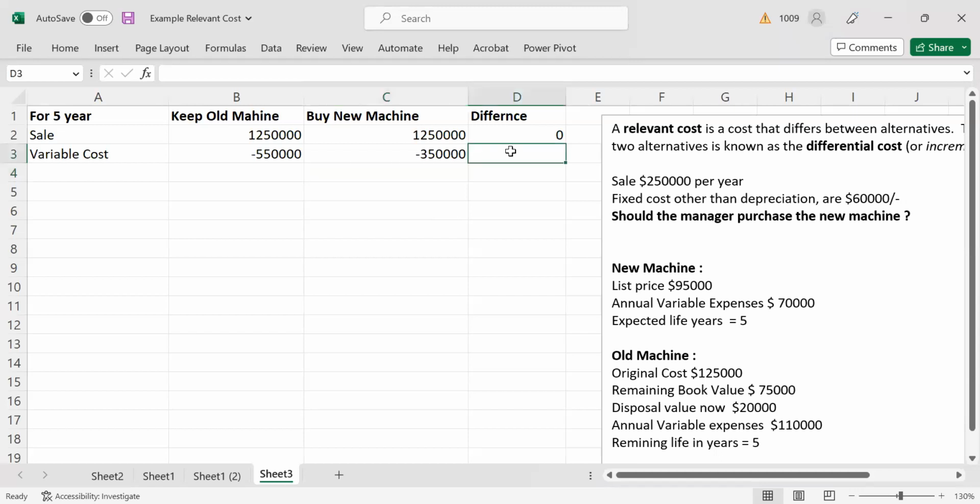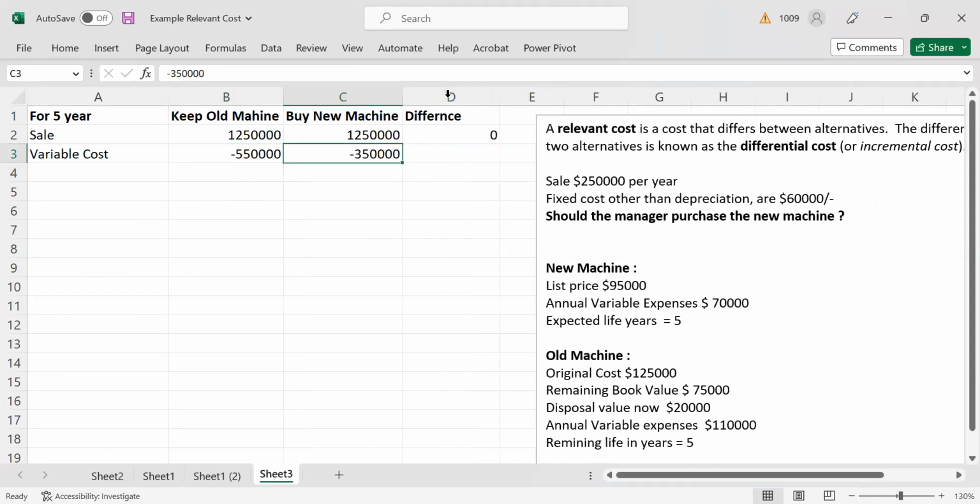Yes, so there is a difference between these two. If you keep old machines, expenses are more. If you buy a new machine, then expenses are less. So the difference between these two will be the saving in the expenditure. So saving in expenditure will be $200,000.